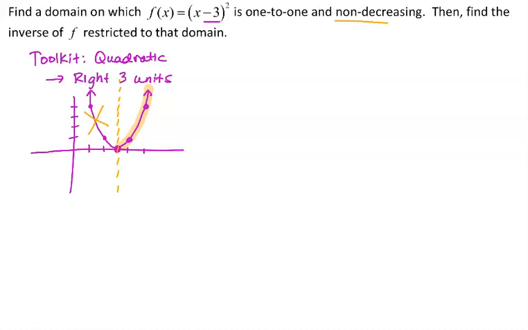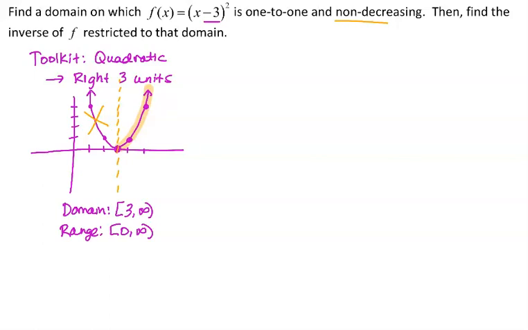My new restricted domain: normally a parabola would go from negative infinity to infinity for its domain. For this restricted domain, I'm only going to consider the part of the graph starting at 3 and going to the right from there. The range for that portion of the graph goes from 0 to infinity. So we've taken our original function, we've cut our parabola in half and taken the vertex and everything on the right-hand side as our new restricted function.